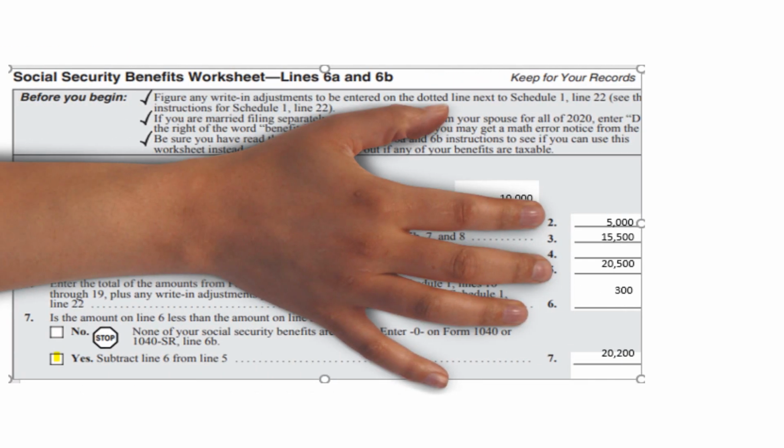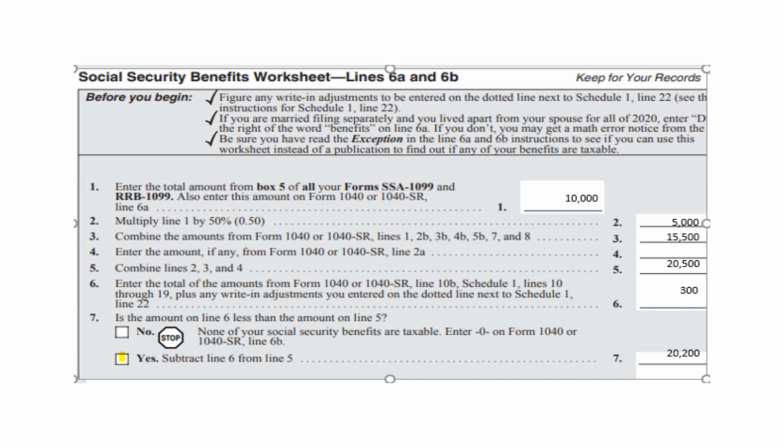On line 1, put the amount from box 5 of your Form SSA 1099. In this example, it is $10,000. Multiply that by 50% for line 2 for $5,000. On line 3, put the amount of your other income. In this example, you had $15,500 from line 5B of your Form 1040 SR. On line 5, combine lines 2, 3, and 4. Since line 4 was 0 in our example, it is $20,500.